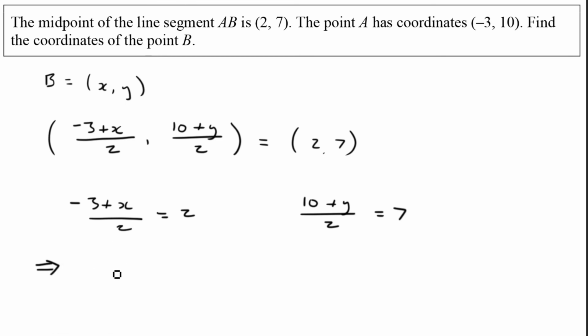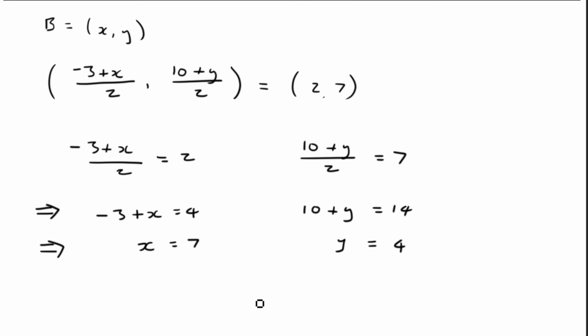So in the first case, multiplying through by 2 gives us negative 3 plus x is 4. In the second equation, multiplying through by 2 gives us that 10 plus y is 14. In the first equation, adding 3 to both sides gives us that x is 7. Taking 10 from both sides in the second equation tells us that y is 4, and therefore the coordinates of B are 7, 4.